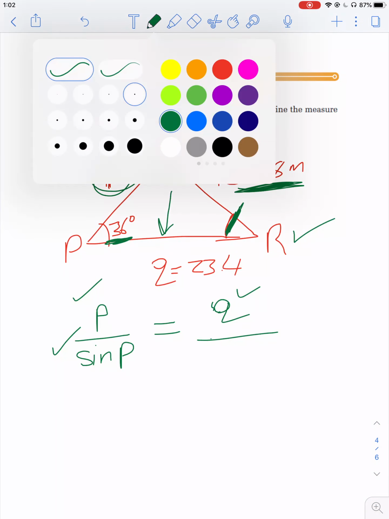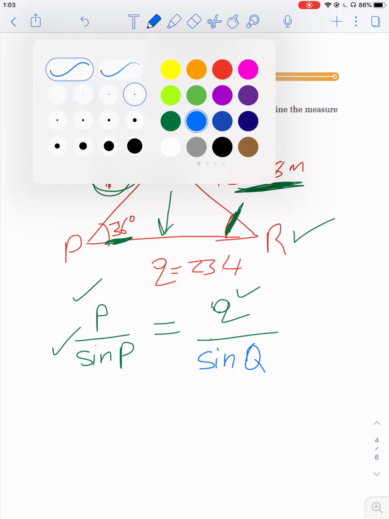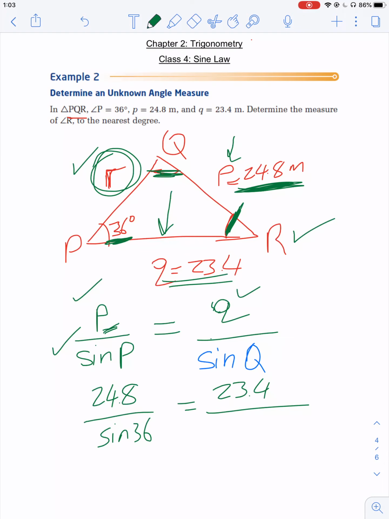So I have all the information that I need. Sine of Q is the only unknown that I have and I can solve for it. Let's put in the information that we have. I know that P is equal to 24.8, right? This P over here. Sine of angle P, 36, is equal to Q, which is 23.4, over sine of Q. Again, you're just going to have to cross multiply.